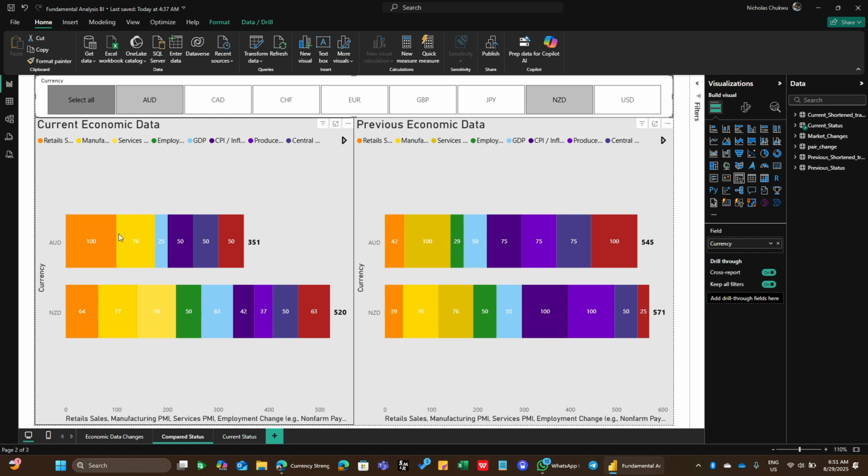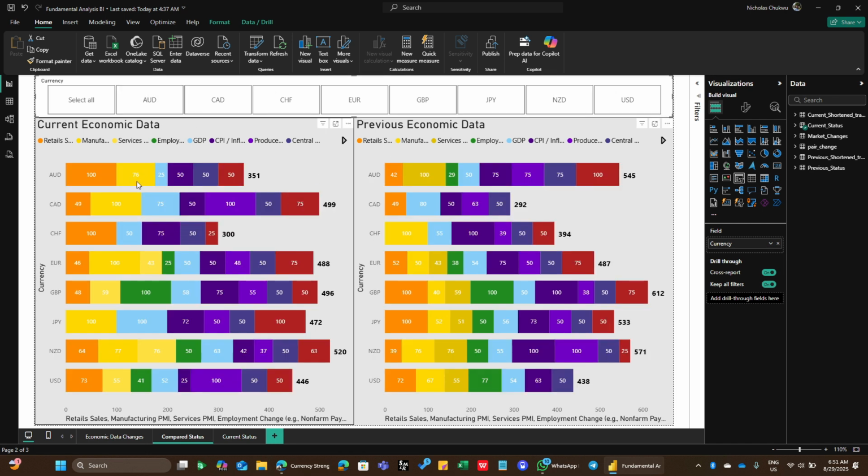But you just don't use those 2 numbers in isolation. It's just for you to understand that the retail sales and the manufacturing PMI of the Australian dollar is by far the best performing compared to every other thing. Looking at the first set of data, you see the Australian dollar and the New Zealand dollar. The Australian dollar has the highest on the red and the yellow combined.